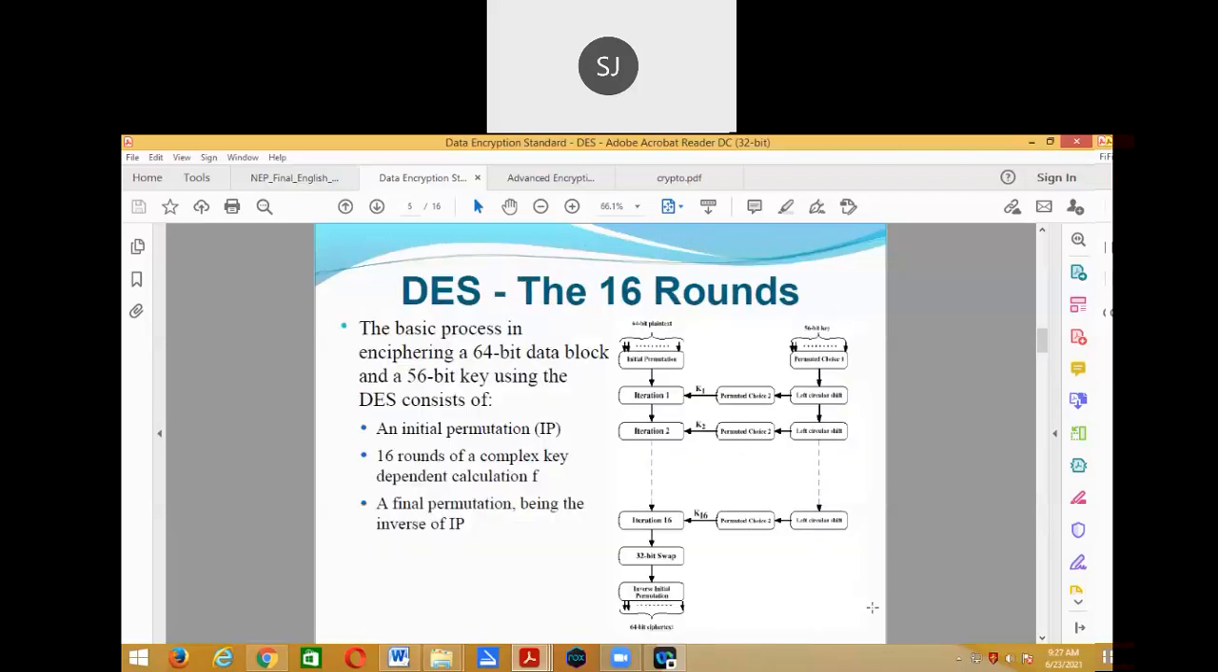So see here, what happens inside each and every iteration you have seen. After 16 such iterations, again there is a 32-bit swap. That means the left 32 bits are exchanged with the right 32 bits. Then there is the inverse transform permutation. Whatever transformation you did at the start, the inverse of that is applied. The output of that is your 64-bit ciphertext. So that's how a 64-bit plain text is converted to 64-bit ciphertext.